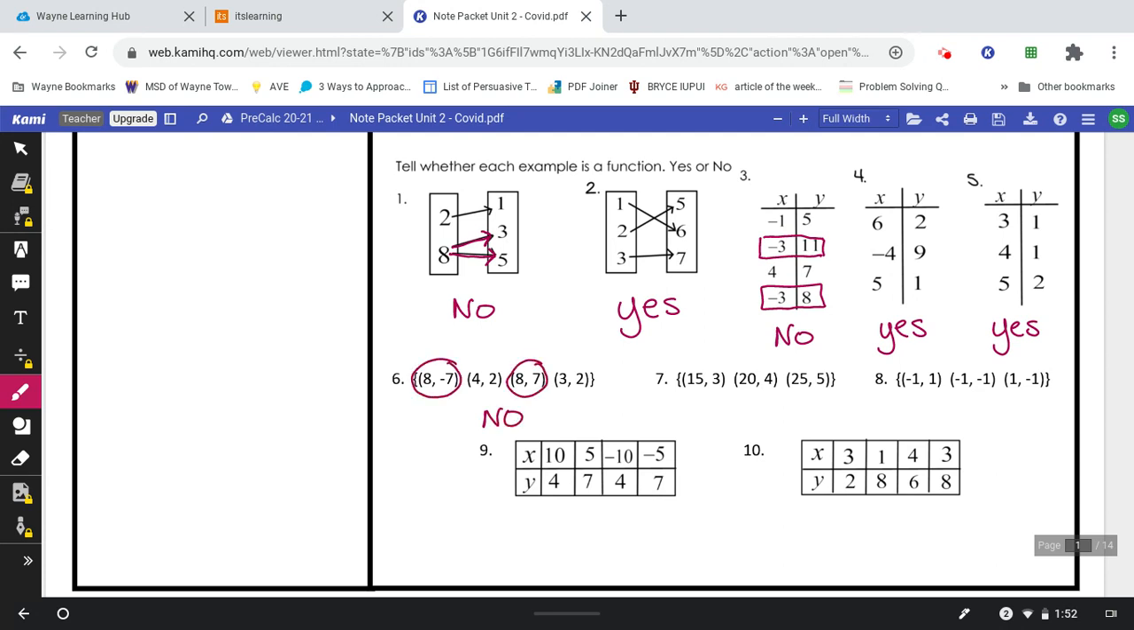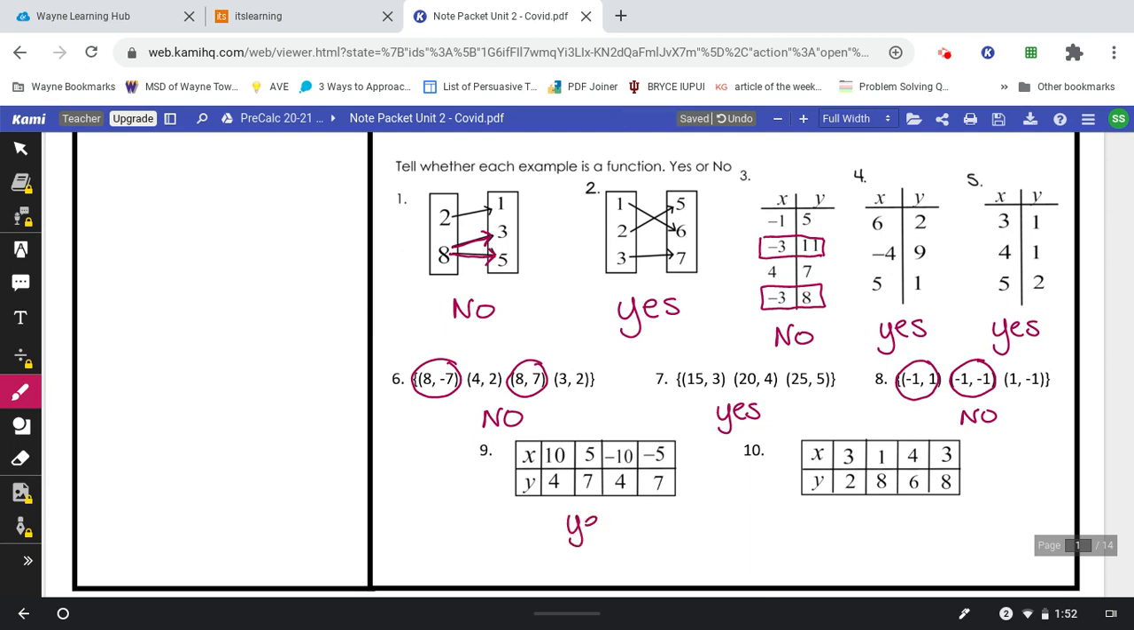Six is a no because of the 8. 7 is a yes. 8 is a no because of the -1, paired up with two different numbers. The input has two different outputs.